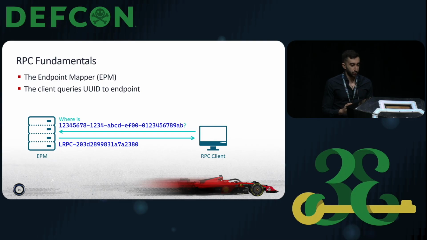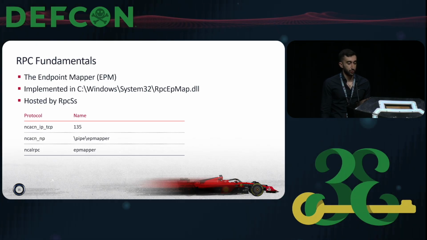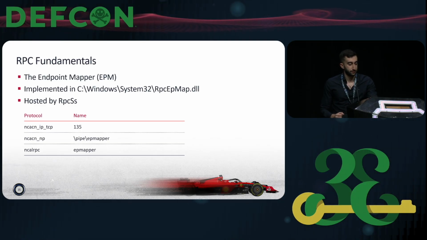There are two important rules the EPM works by. First, entries can be removed only if the original process unregisters or terminates. Second, the EPM will always use the first endpoint registered for an interface. The order cannot be modified. The EPM is managed by the DLL RPCEPMAP, which is loaded into the service RPCSS. Once it is loaded, it can be reached using multiple protocols: TCP, named pipes, and LPC. Each one has its own known endpoint.